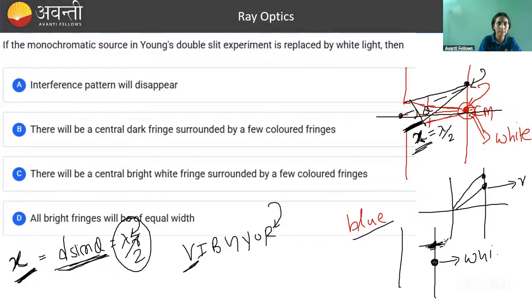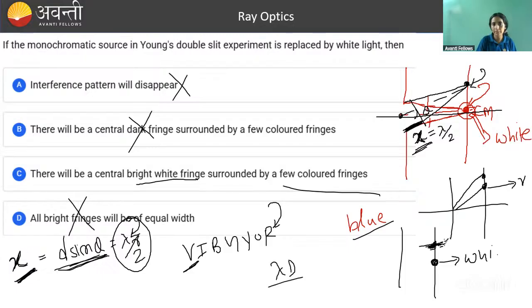So that is the thing. Which answer will be correct? There will be central dark fringe? No. Interference pattern will disappear? No. There will be central bright white fringe? Yes. Surrounded by few colored fringes? Yes. All bright fringes will be of equal length? No, because there can be red bright fringe, yellow bright fringe, and for every bright fringe, separation will be lambda D by d. Since lambda is different for all colors of light, fringe width will be different. So correct answer will be C.